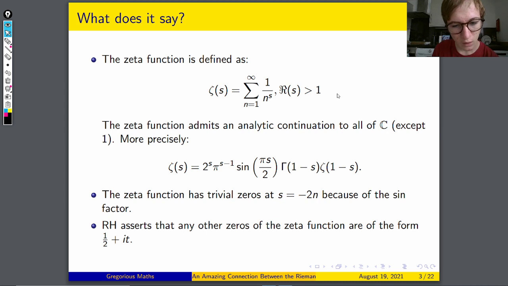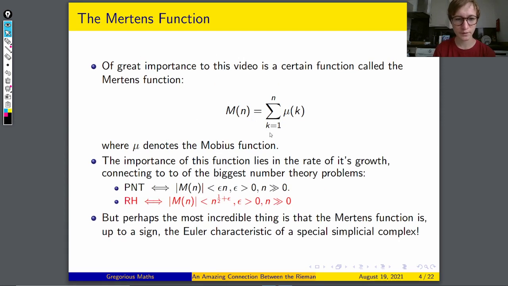And of course, this is a really big problem in mathematics, and there have been a bunch of different approaches. None of them have worked so far, but in this one I'm not looking at an approach per se, but just a really interesting way to equivalently restate this statement here. To do this, we need the Mertens function.